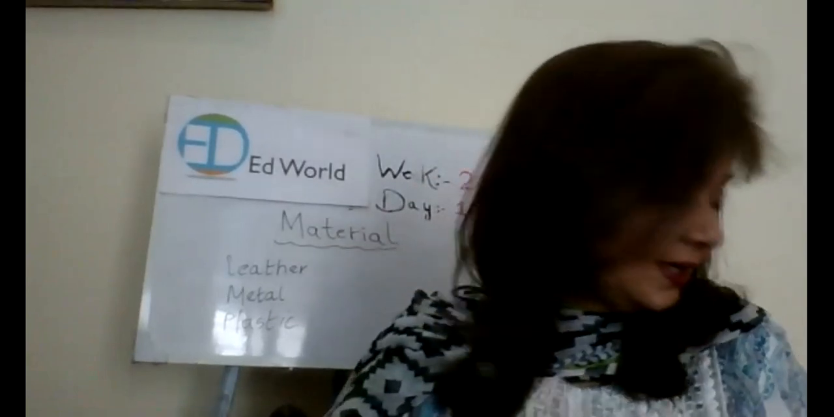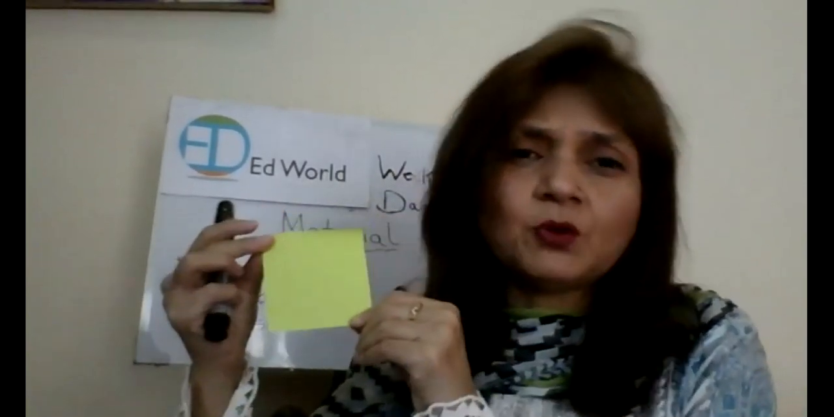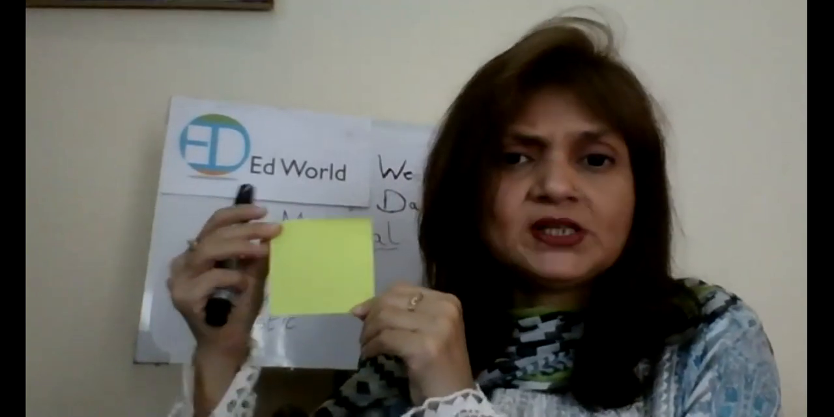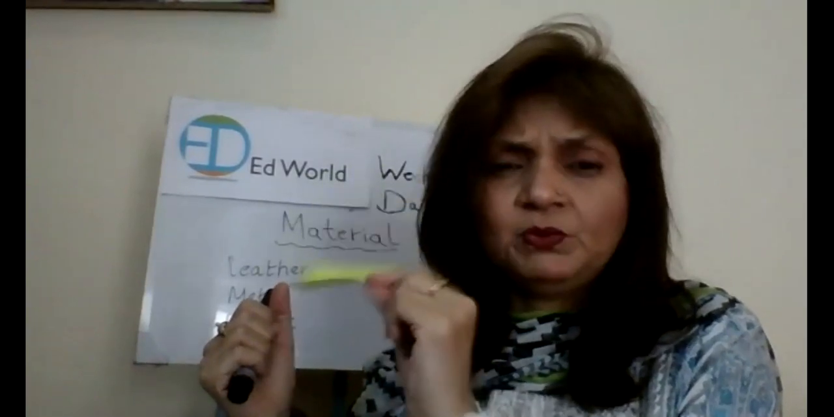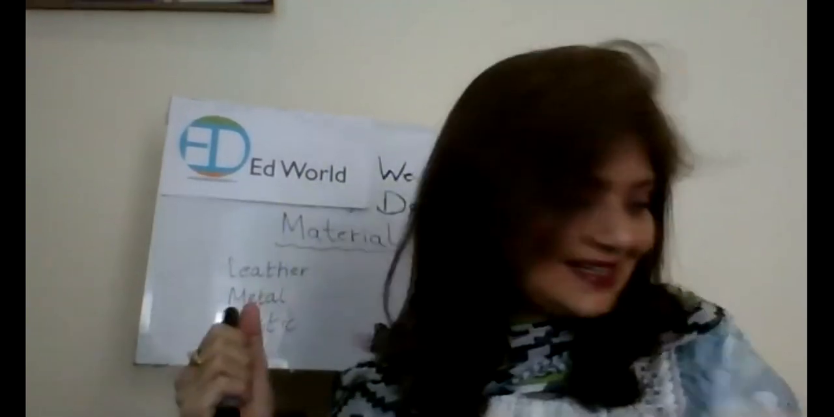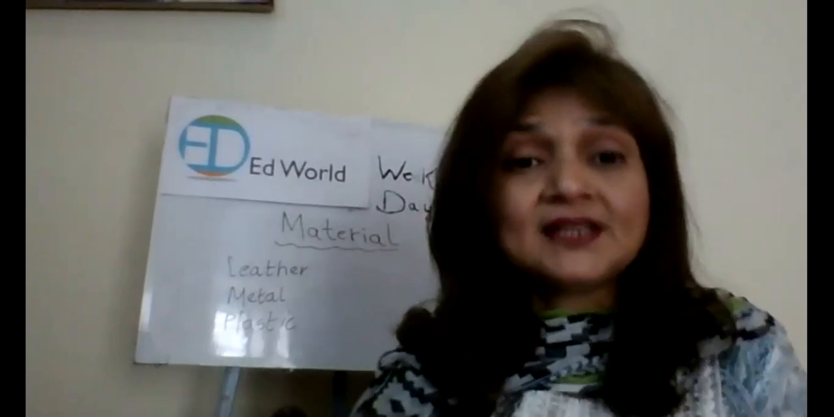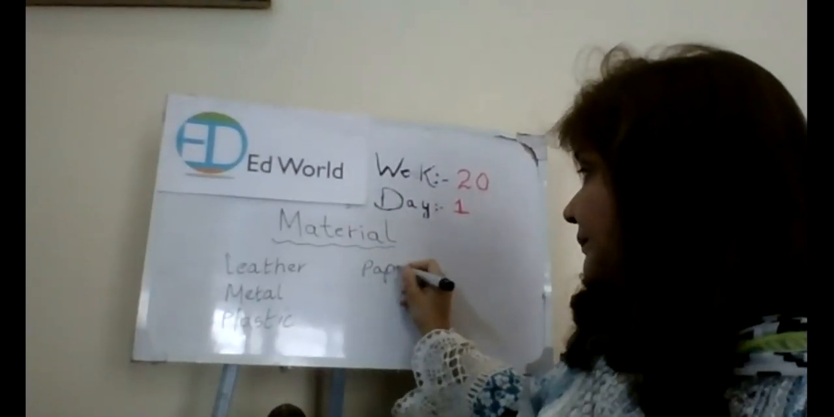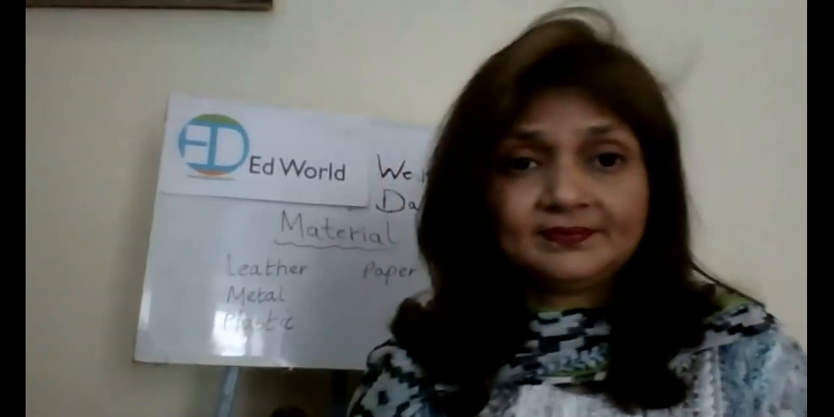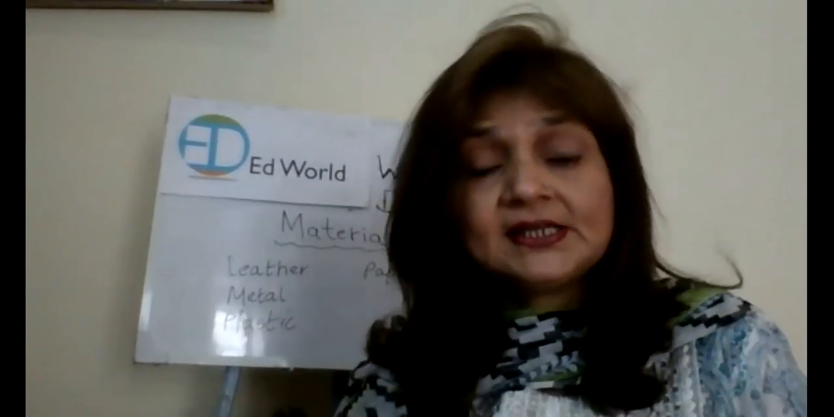Right? Okay, now another thing which I'm holding in my hand is a small sticky note. Now what is this sticky note, do you think? What material is this? Yes, it's a paper sticky note. So paper is another material. Yes, paper is another material.